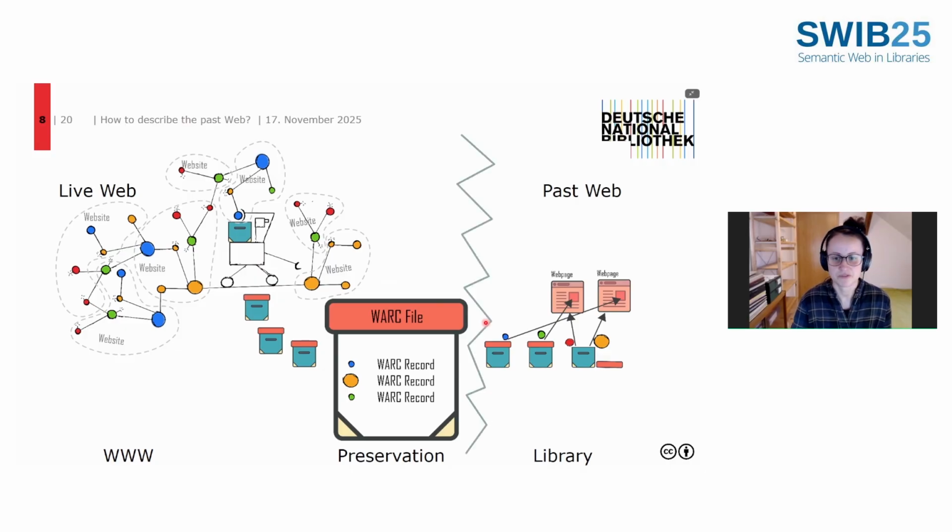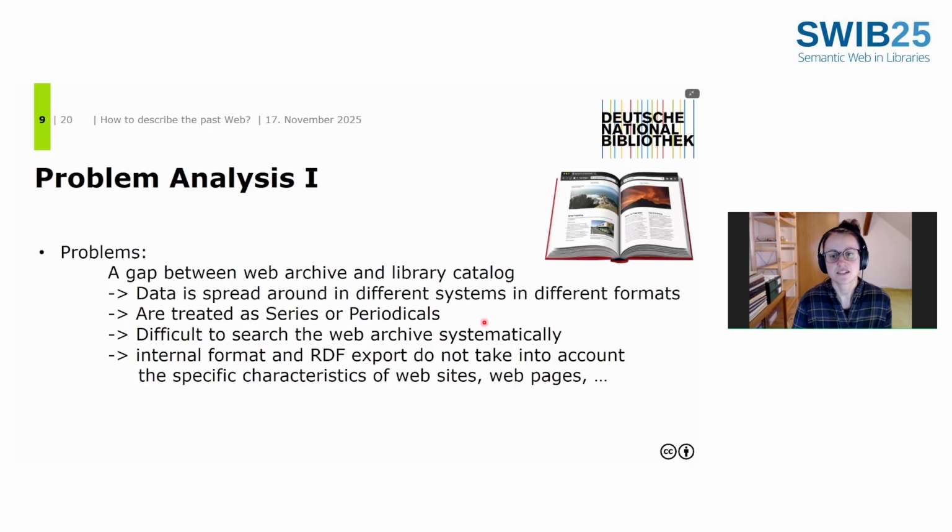What do I mean with that? This disconnect affects various levels and has different effects. At the German National Library, the data is stored in different formats and different systems. Attempts are underway to force websites into the same categories and cataloging practices as traditional library media like series or periodicals. And we export the bibliographic data of the web archive along with all other resources.